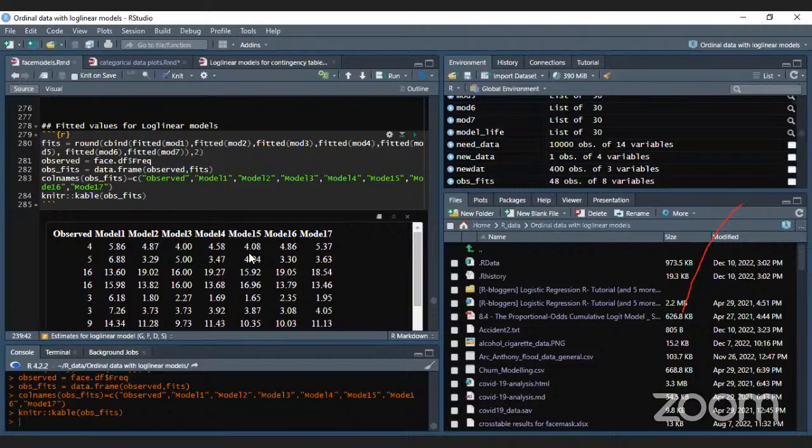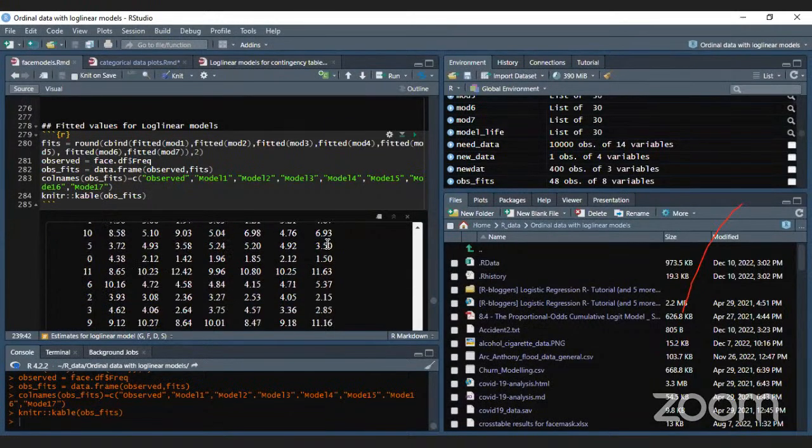For model 2 is this. For model 7 is this. You can see one of them will be very close to it. I'm already identifying one. You can see this model 3.